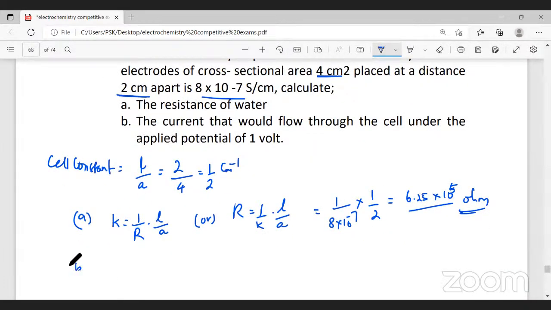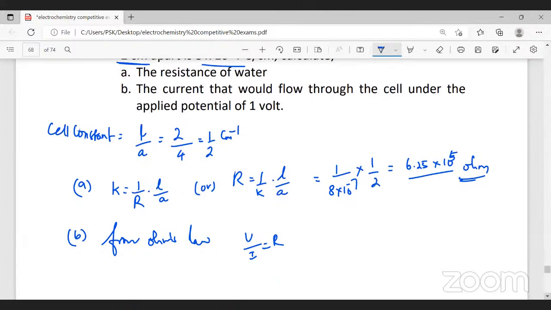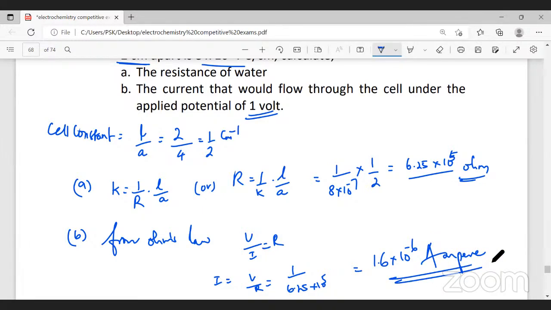Now the second part of the question is the current that would flow through the cell under the applied voltage of 1 volt. Now from Ohm's law, we can write V by I is equal to R. So I will be V by R. What's the voltage they've given? 1 volt. And resistance we found out here, it is 6.25 into 10 to the power 5. So on simplification, we will get 1.6 into 10 to the power minus 6 amperes. The current is in amperes. Did you follow this problem?